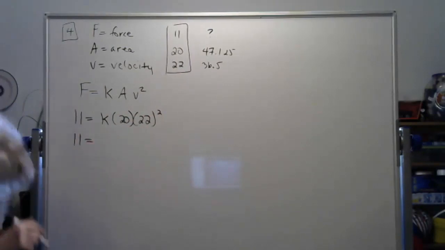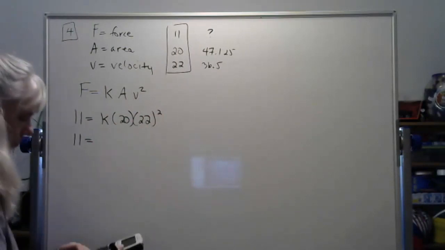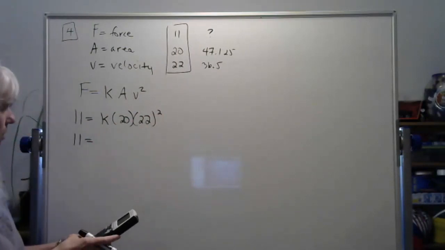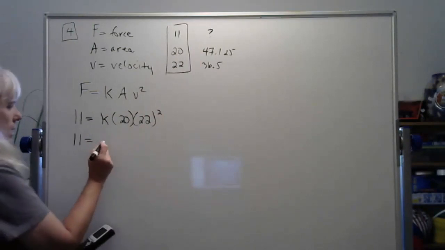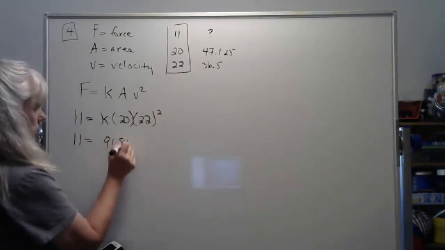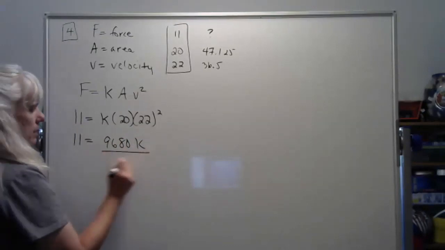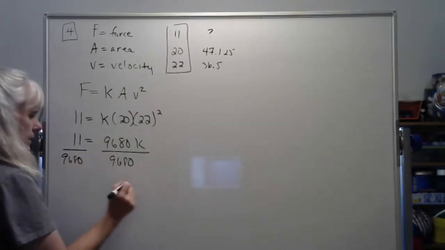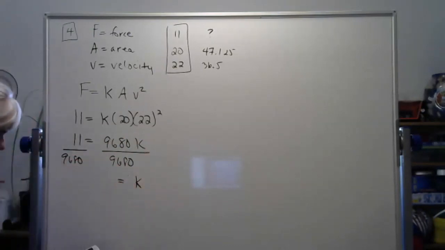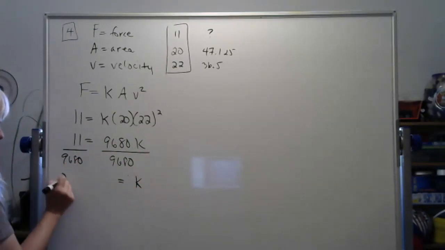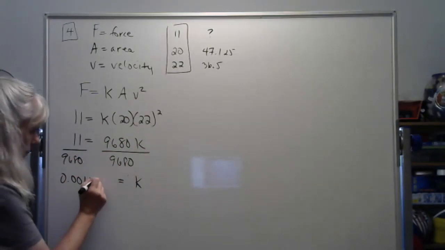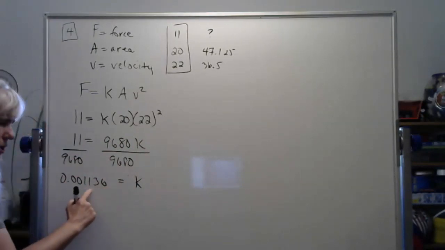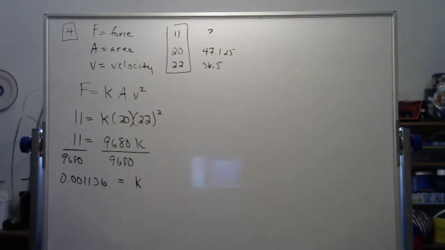For some reason, I don't have that individually. Sometimes when I key these up, I tend to not put all the steps in. So I'm going to take 20 times 22 squared, and that gives me 9680 times K, and then we'll just divide by the 9680. And we end up with K equal to, so 11 divided by 9680, which is 0.001136. So I'm going to carry 4 digits on this just to make sure that I've got the answer that they're looking for. Don't round this too quickly.